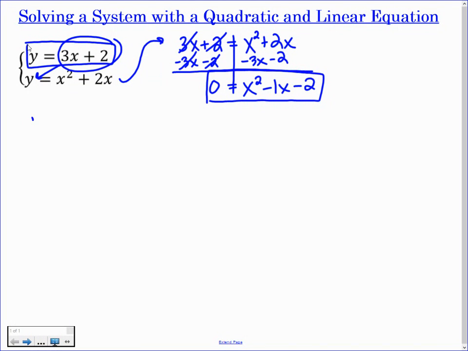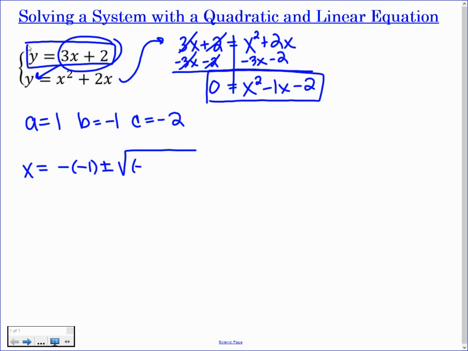We know that the coefficient of a would be 1, the coefficient of b would be negative 1, and the coefficient of c would be negative 2. Awesome. Now to the quadratic formula. We know that x is equal to negative b, so negative b is a negative 1, plus or minus the square root of negative 1 squared minus 4 times a, which is 1, times c, which is negative 2, all divided by 2 times 1.